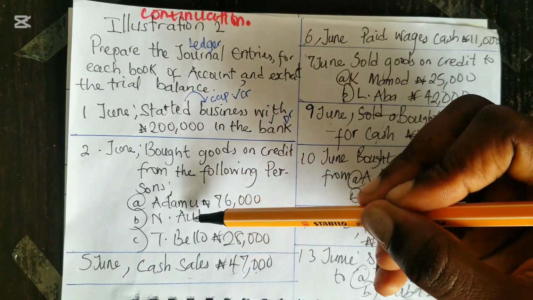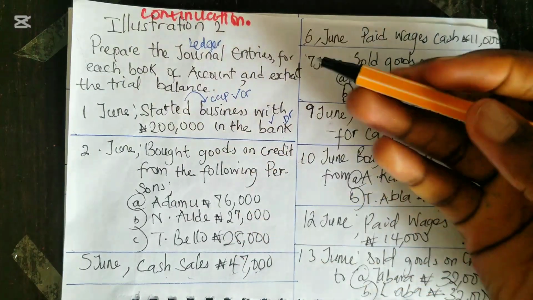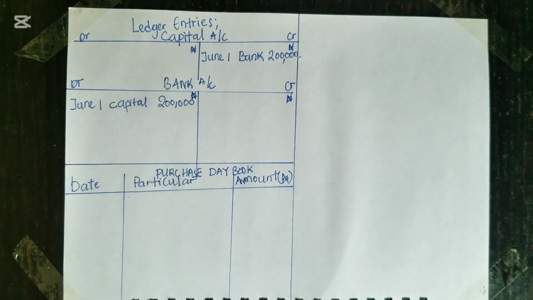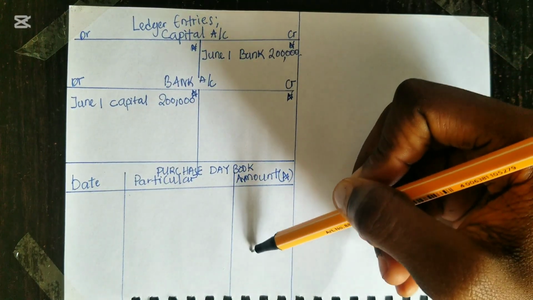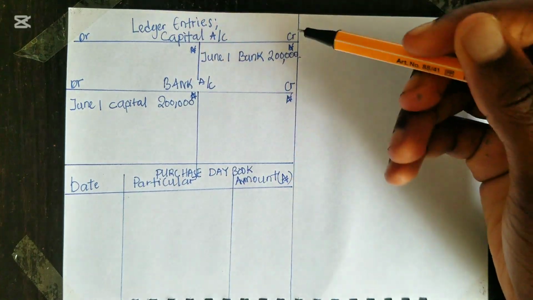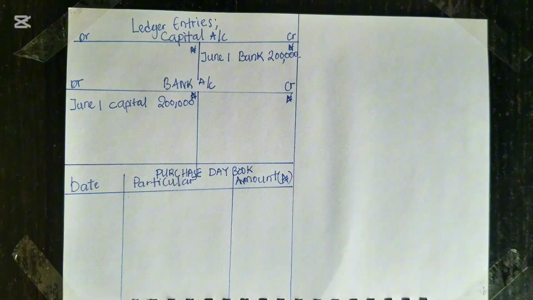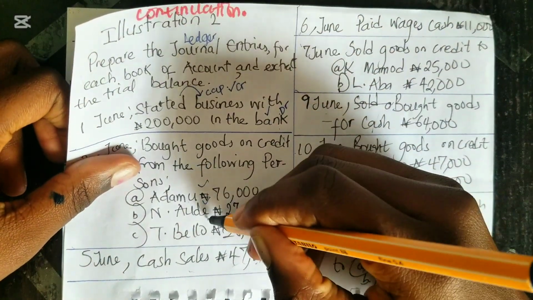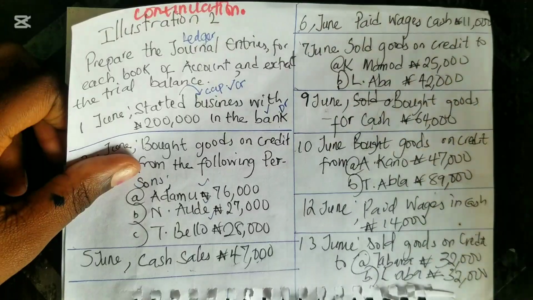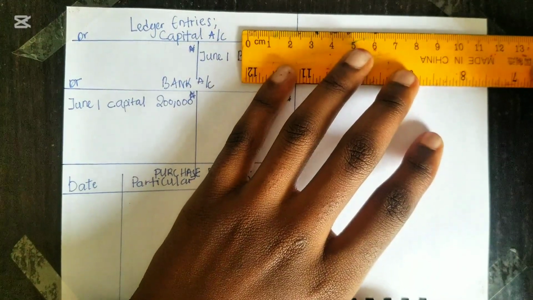So because Adamu, Audu, and Bello are giving, that means the purchases day book will be debited. But in this state, because we're not going to have a debit and credit, we're just going to put it on amount. But when we are done, we'll transfer it to the debit side of the purchases account. Do you understand? So now we're going to also prepare whose account? Adamu's account, Audu's account, and Bello's account. So let's just quickly do that.